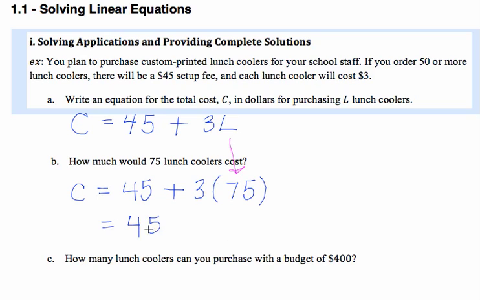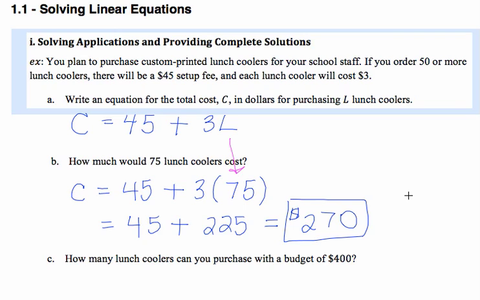So we'll have 45 plus 225. And then when you add those together, 225 plus 45, 5 plus 5 is 10, so I have a 0, carry the 1, my carried 1, plus this 4 is 5, plus 2 more is 7, and 2. So 270, let's put a unit there, $270. So it costs $270 in order to purchase 75 lunch coolers.